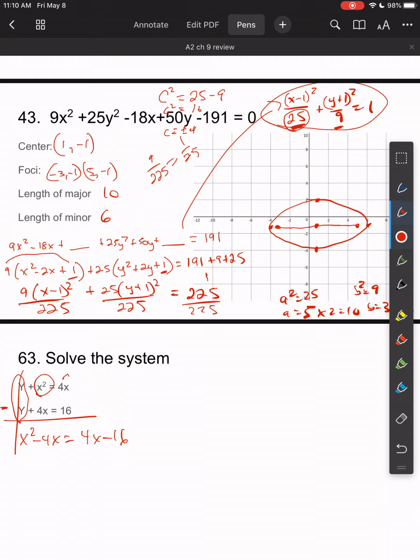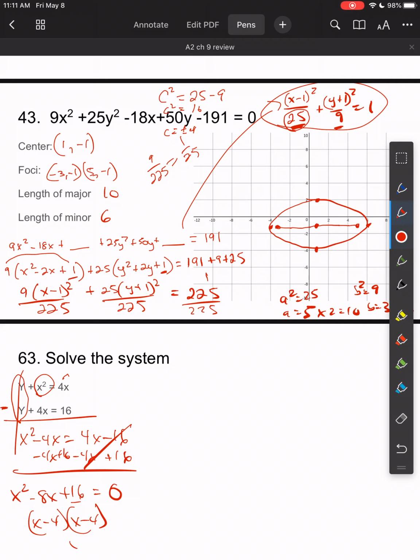Now I can combine like terms and solve the quadratic. I'm going to subtract 4x from both sides, and add 16 to both sides. And when I do that, I get x squared minus 8x plus 16 is equal to 0. This is a perfect square trinomial. Hopefully you can identify that. If you can't, the two things that multiply to give you 16 and add to give you negative 8 would be the same thing twice: x minus 4, x minus 4. So my x answer is simply 4.